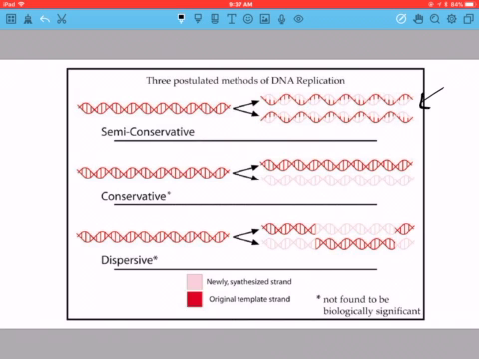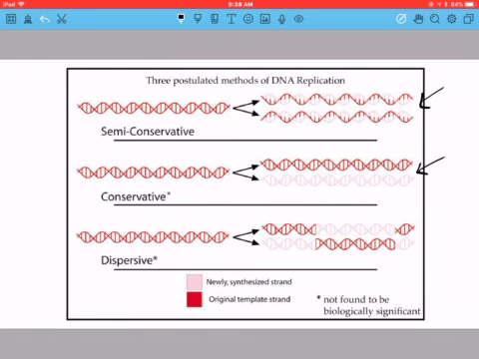Conservative replication would have involved parent strands coming back together after the complementary strands are formed, resulting in one DNA molecule consisting of two original parent strands and one consisting of two newly synthesized strands. And that's what you see here.